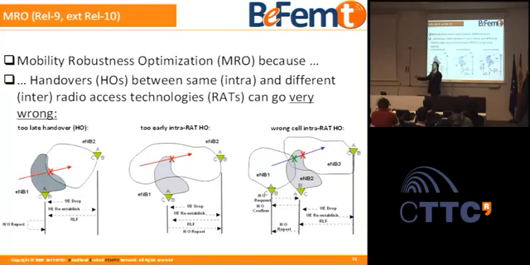There are loads of different combinations. I'm just showing you the intra handovers, meaning between the same technology. There are the inter handovers, which means between different technologies. So you add another degree of freedom. So you get hundreds of cases here where things can go wrong.